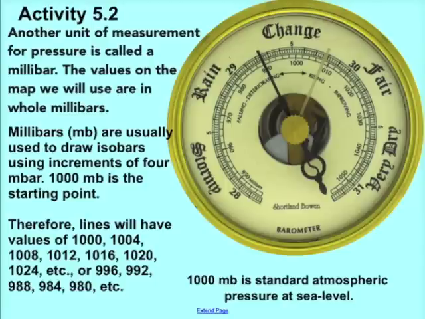Now millibars are usually used to draw isobars using increments of 4 millibars. So for example, if 1,000 millibars is the starting point, therefore if we go by fours, if you start with 1,000, the next one would be 1,004, then 1,008, then 1,012, and we could also go down. So if we started with 1,000 and we went down, it would be 996, then 992. So again, we could go up by fours, we could also go down by fours.